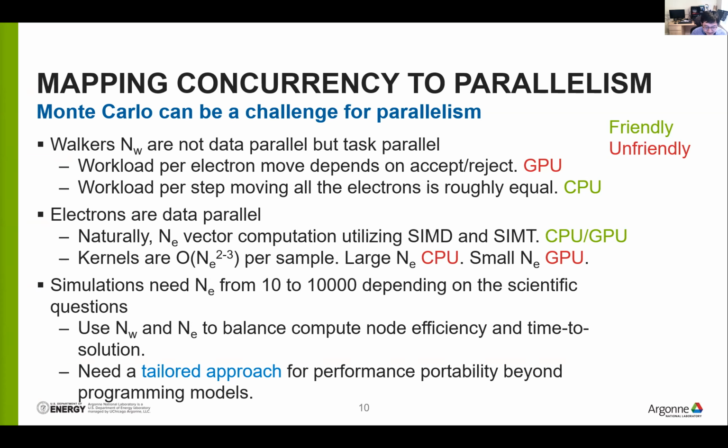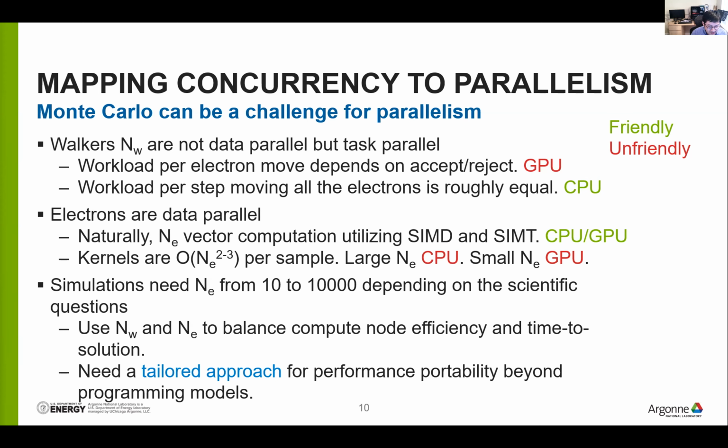Because of random walking, some workers get accepted and need to do some computation, while some workers get rejected and don't do any computation. There's this behavior divergence. It's not a problem for CPU, but it becomes a challenge for GPU, because GPU wants to do the same task when you offload the kernel to the GPU. So worker parallelism is a challenge.